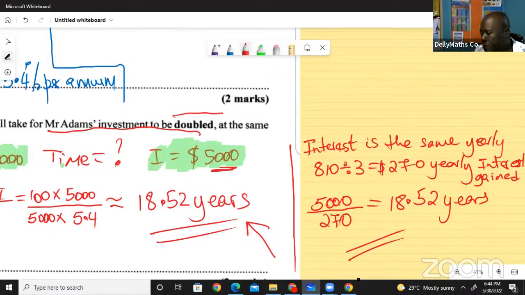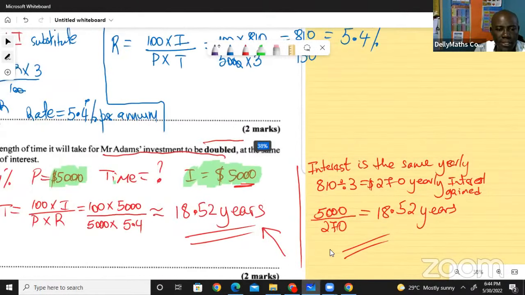All I'm saying is, whichever method you want to use, it's up to you. It's the same thing, right? Take your time and work through. So that is a simple interest question right there.